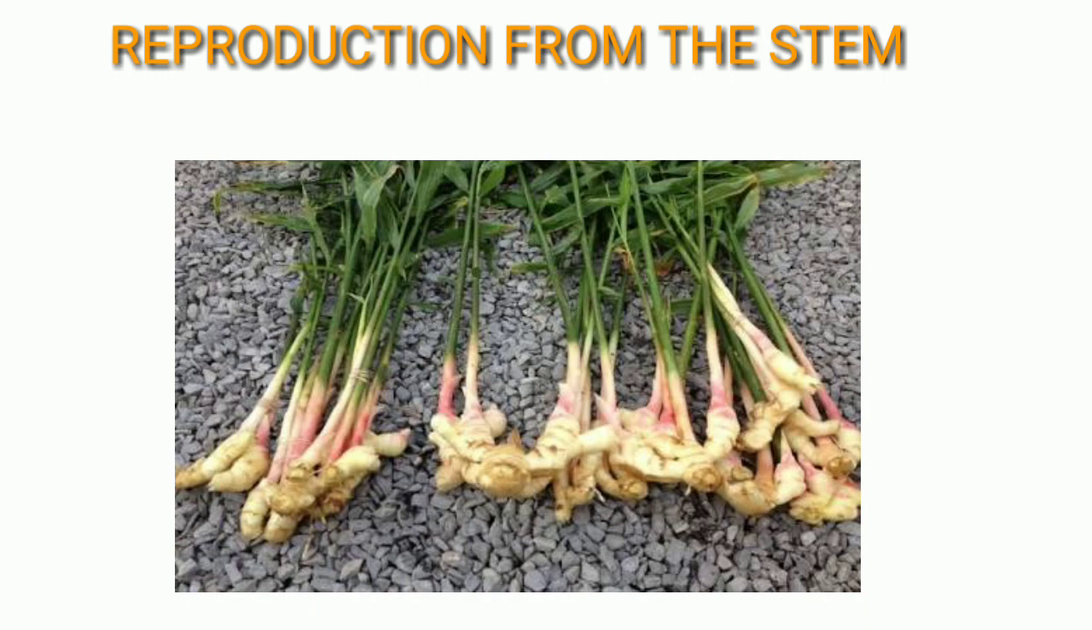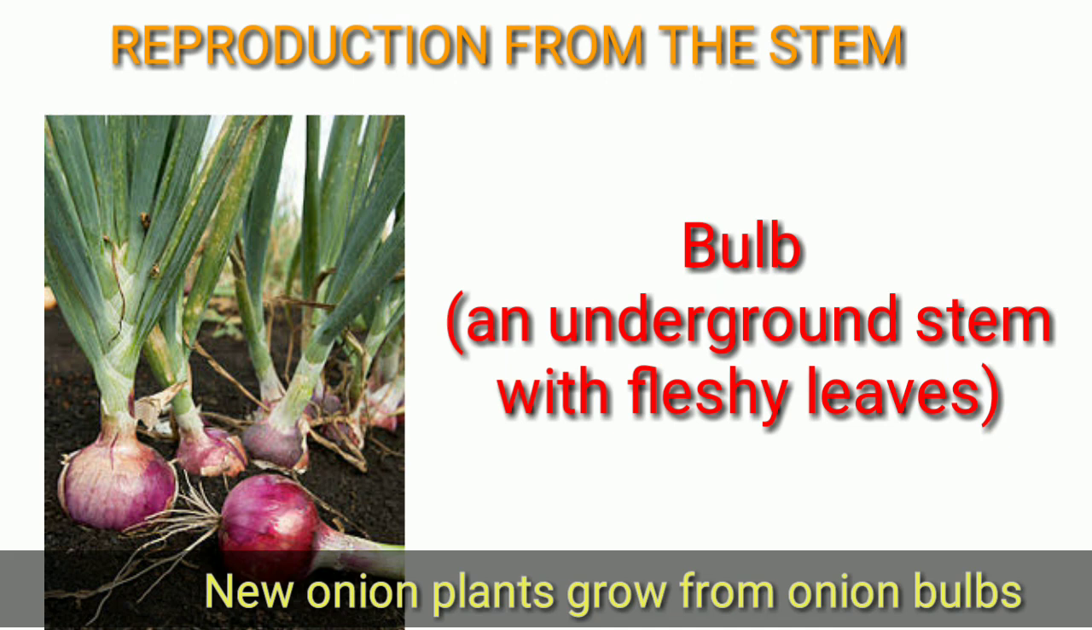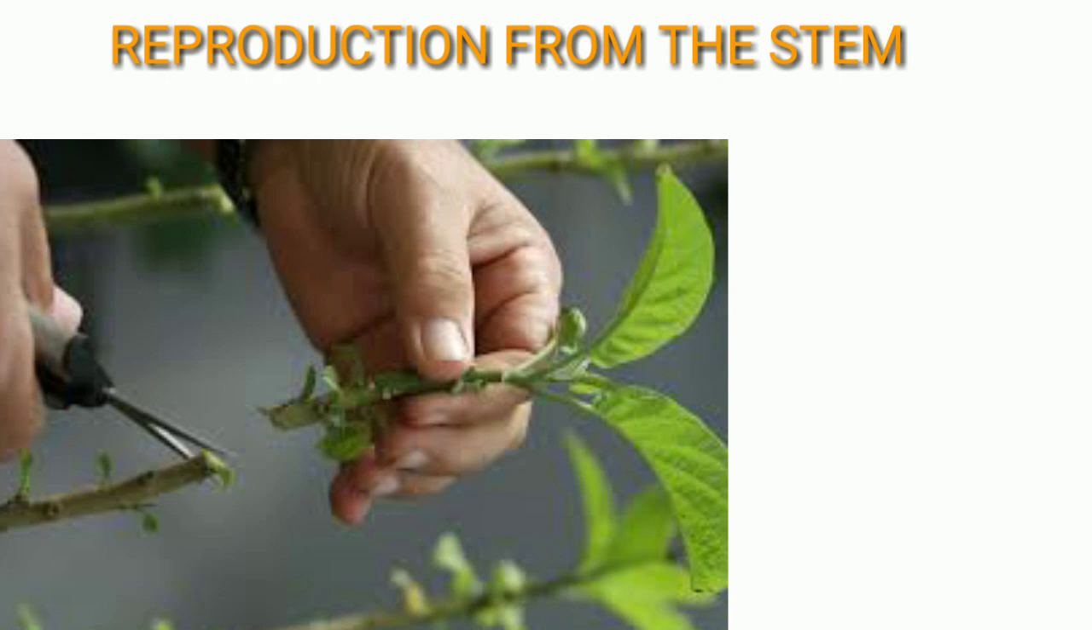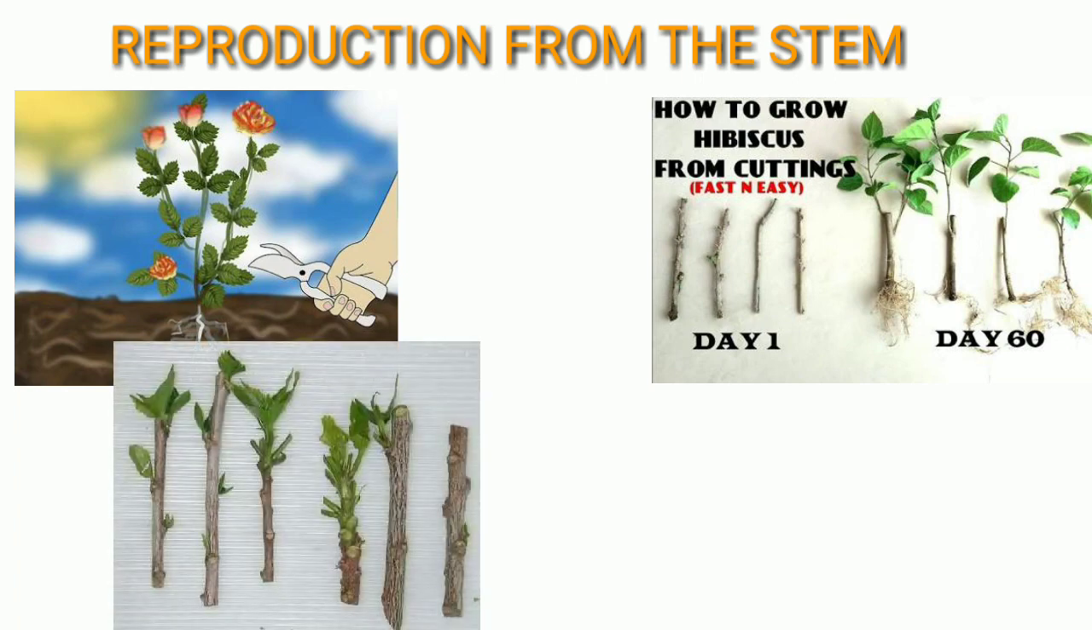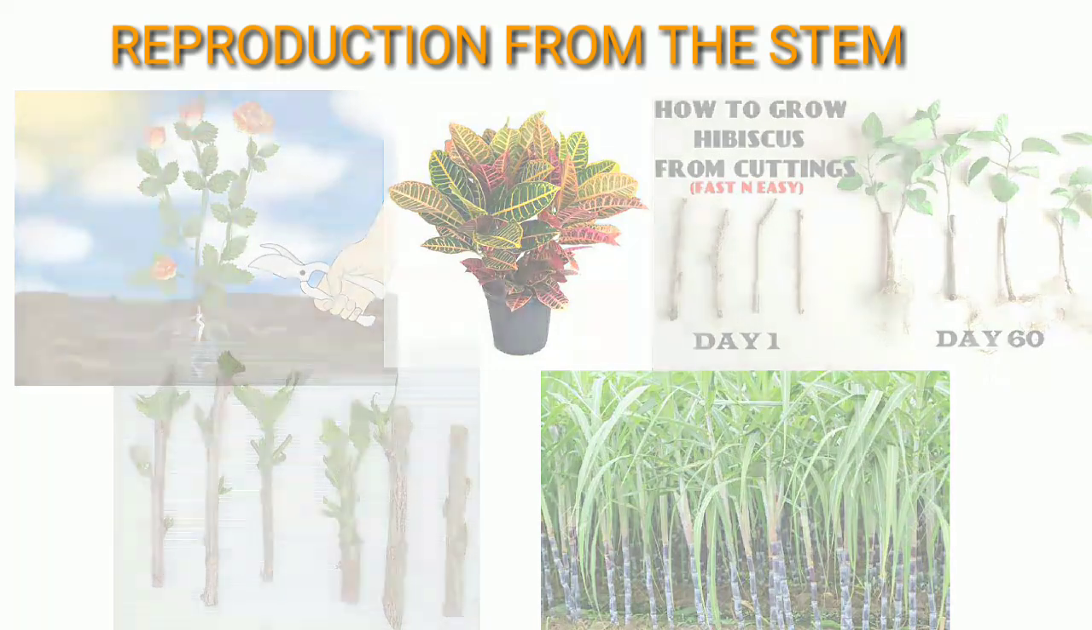The ginger plant grows from buds. The onion is a bulb, an underground stem with fleshy leaves. New plants grow from onion buds. Sometimes farmers and gardeners grow new plants from a piece of stem. These pieces have one or two buds on them and are called stem cuttings. Rose, hibiscus, bougainvillea, sugarcane and crotons can be grown from stem cuttings.